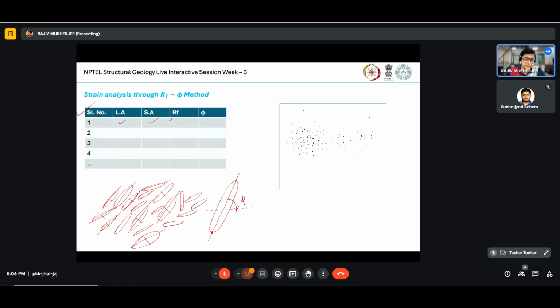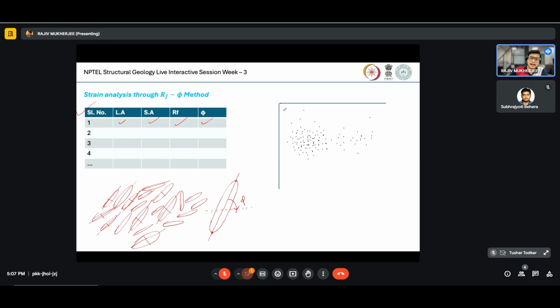So this must be the final phase of deformation that is yielding this Rf, that is the aspect ratio of these elliptical markers, right? So we calculate the ellipticity of these deformed markers by taking the ratio between the long axis and the short axis, that gives us the value of Rf, and we also calculate the value of phi, by creating a horizontal line and taking the clockwise angle between the long axis and the horizontal line.